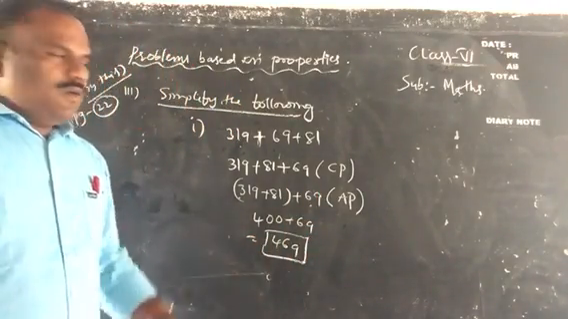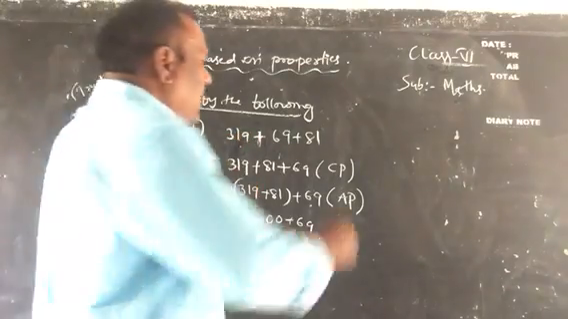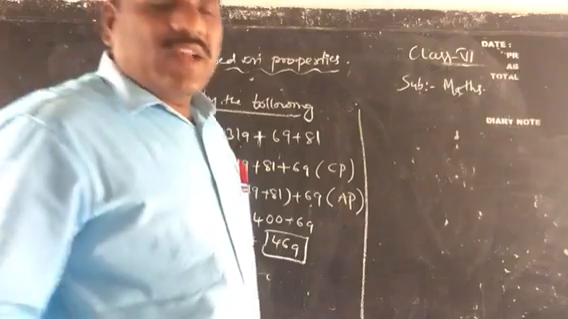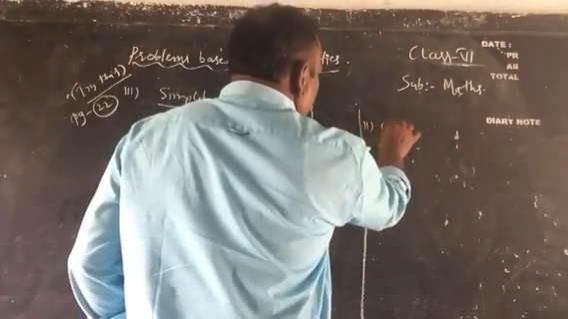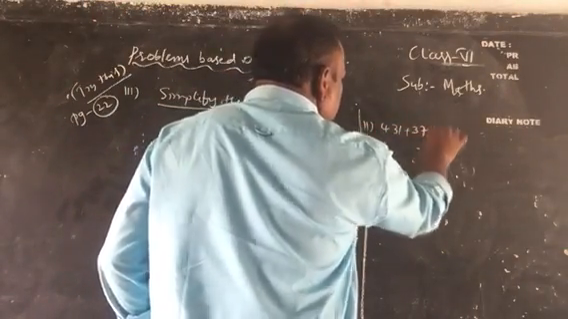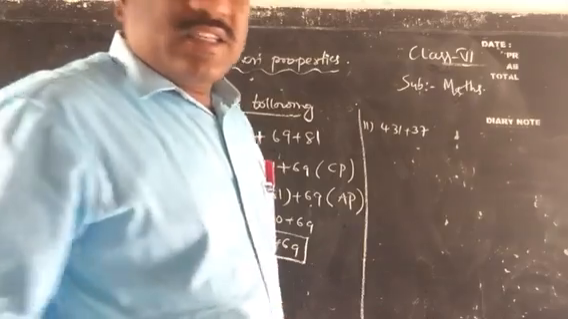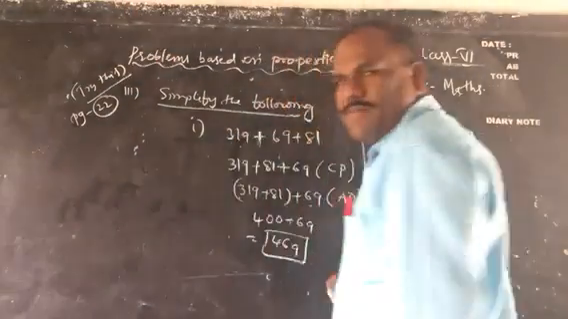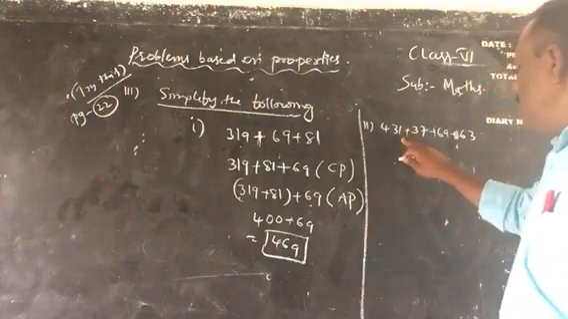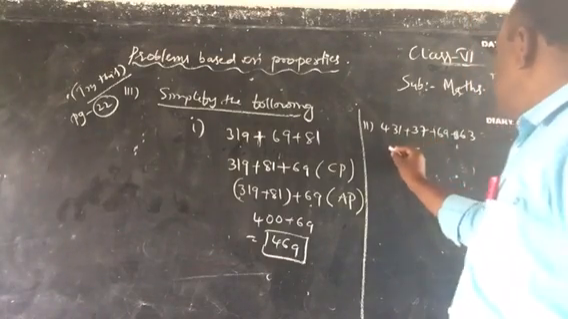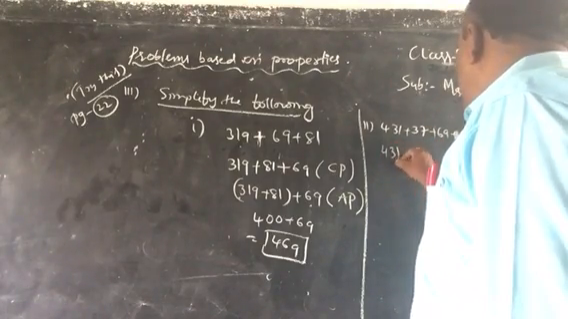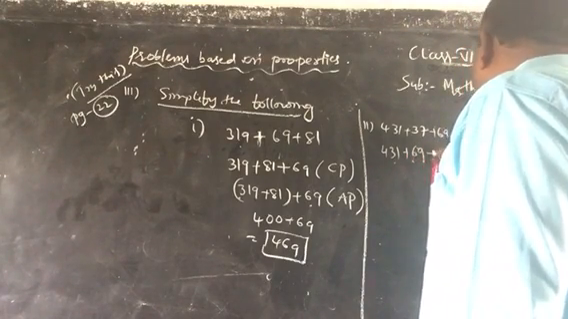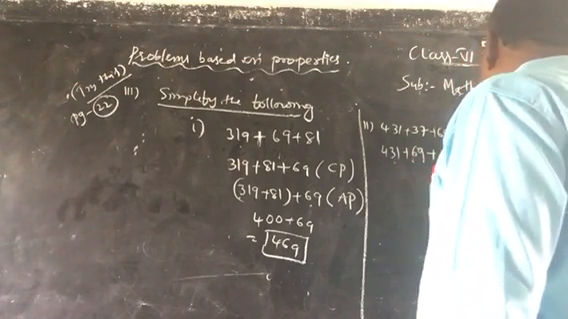Okay, this is one example. And take another sum here. 431 plus 37 plus 69 plus 63. So now here, 431 plus, children do it here, 431 plus 69 plus 37 plus 63.